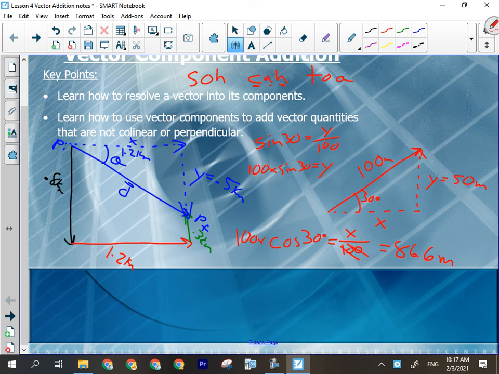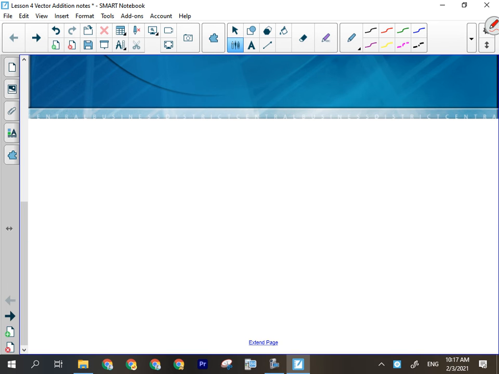So now I've just figured out the components of that vector. I figured out how far it goes horizontally and how far it goes vertically when I follow that. Now here's why that's going to be important. I could be given something like this.